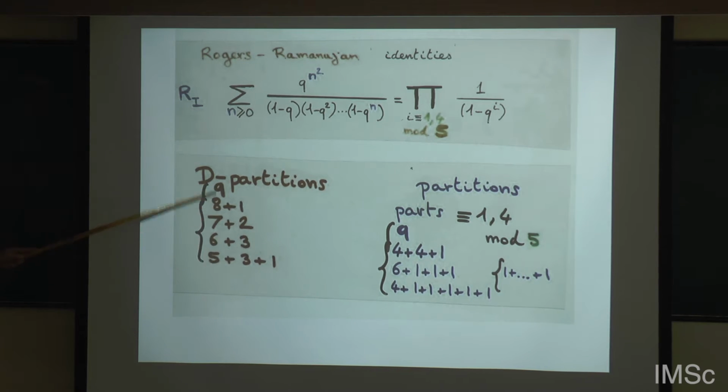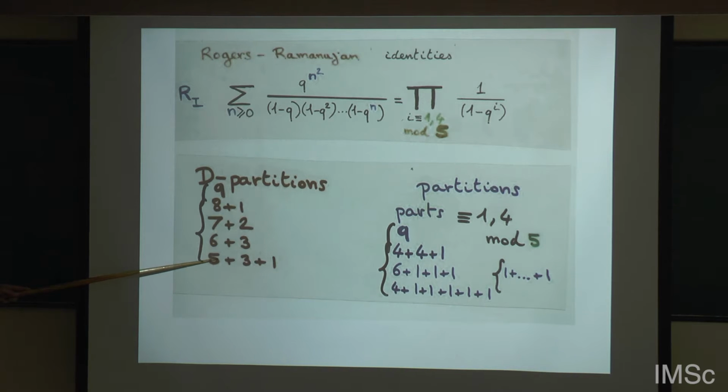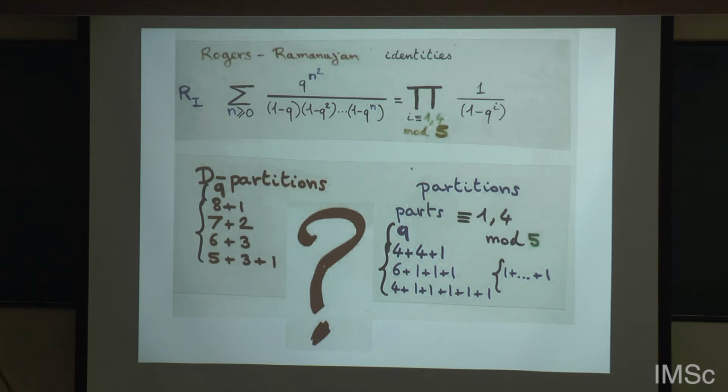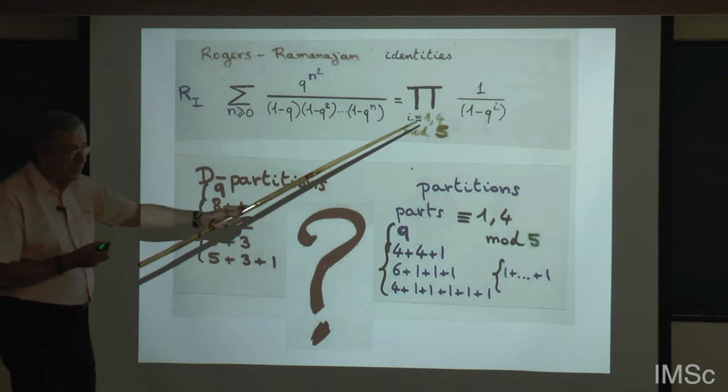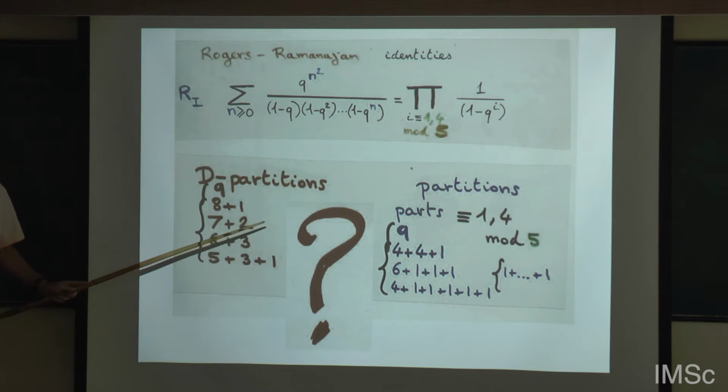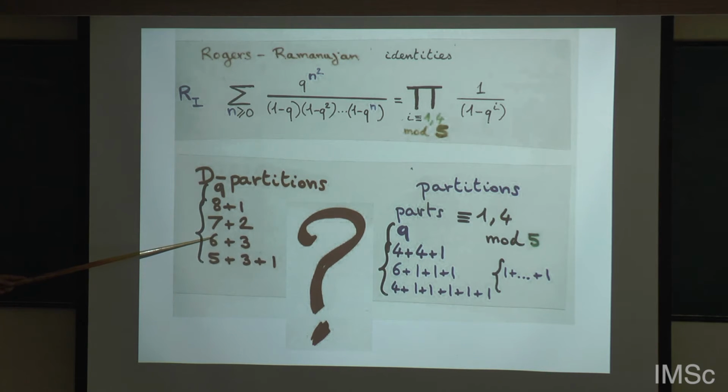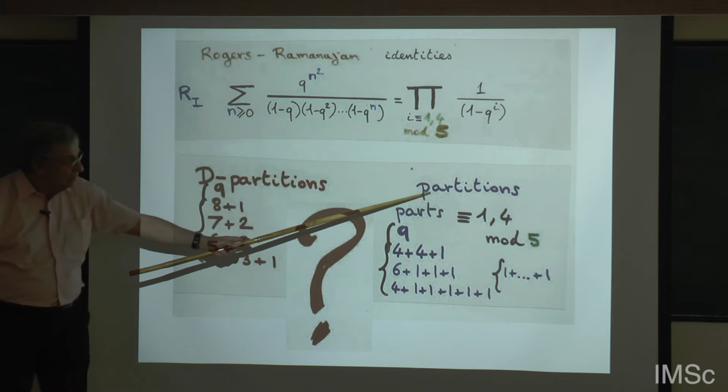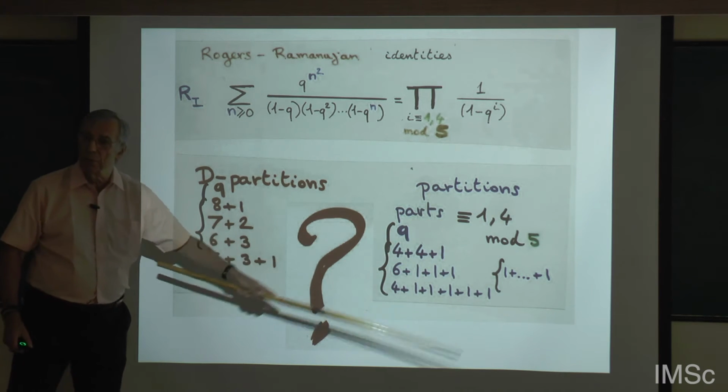D-partitions of n, in the example n equals 9. And so how many D-partitions? There is 9, 8 plus 1, 7 plus 2, 6 plus 3, 5 plus 3 plus 1, and that's the only D-partitions. The difference between two consecutive parts is at least 2. So I have only 5. And this is a kind of miracle. You can feel the deep identity of Ramanujan is that the left-hand side is equal to this. It means that for any n, the number of D-partitions of n is exactly the number of partitions such that the parts are equal to 1 and 4 modulo 5.